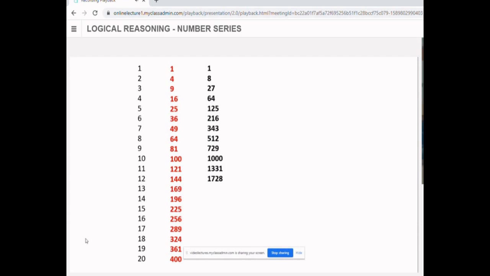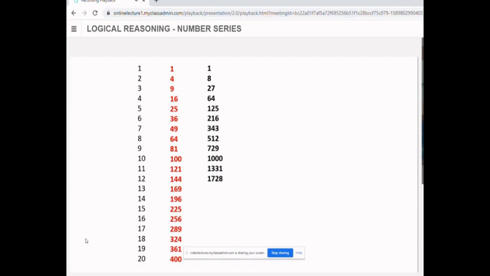Next, you should remember the squares up to 20 at least, and then cubes up to 12 at least. Then the next is prime numbers. Do you remember anything about prime numbers? The number which is divisible only by 1 and the number itself is a prime number.